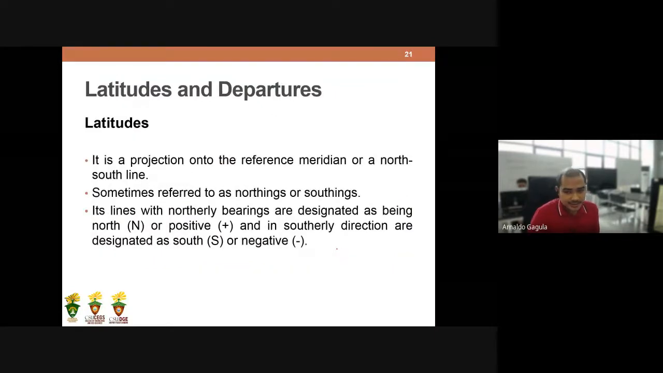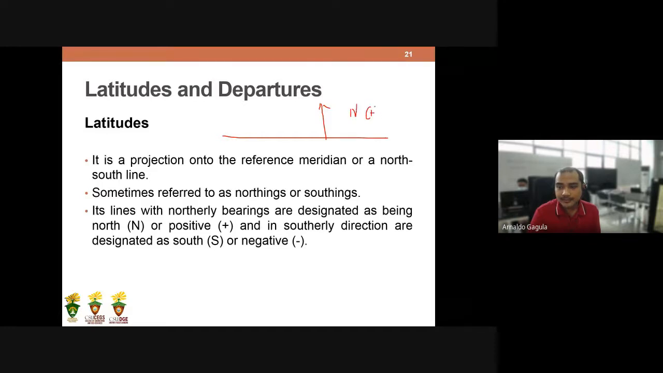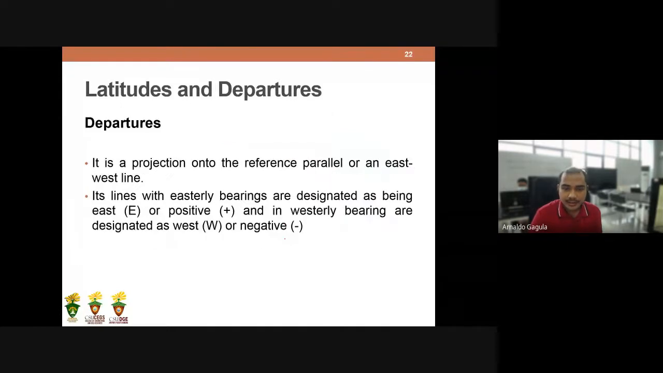So, let's go to the latitudes and departures. Now, when we say latitudes, it is a projection onto the reference meridian or on a north-south line. Latitude, north to south. Sometimes, it is referred to as northings and southings. Lines with northerly bearings are designated as north or positive. If the latitude is going up, toward the north, then it should be positive. Then going down, south, negative. So that is latitude.